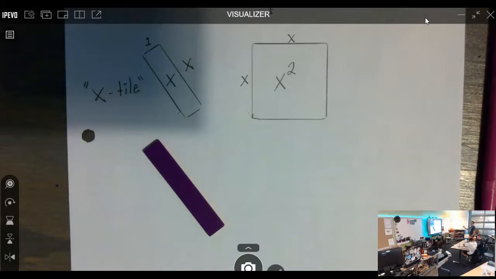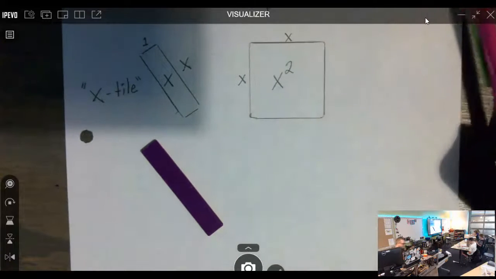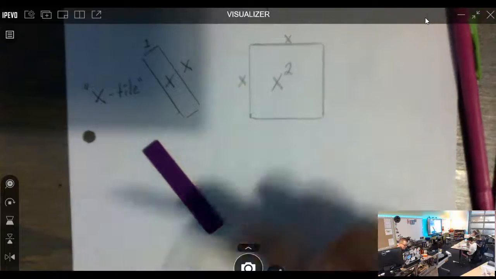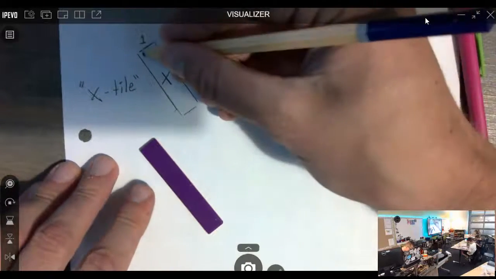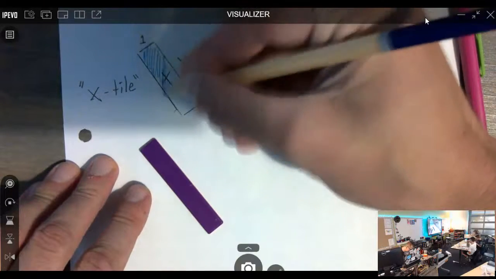Some of you guys are getting creative and giving your tiles little designs, which might help your brain to see, oh, when I see X squared, I see it like this. Now remember, if they're positive, I should be shading them in, right? So if my tiles are positive, I should be shading them in with my pencil, or especially later, I could color these in.